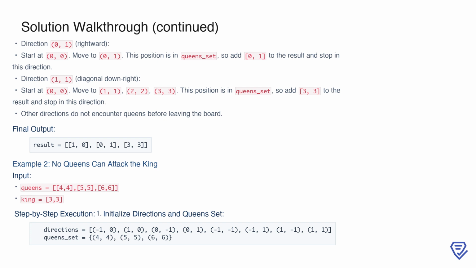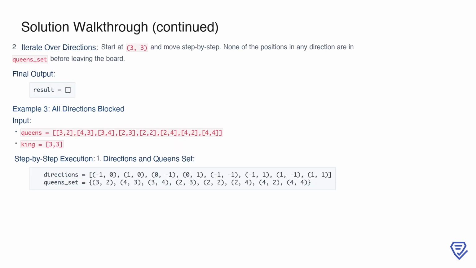Therefore, the final result for this example is [1, 0], [0, 1], [3, 3]. This shows which queens can attack the king from their respective positions. In the next example, we have a different setup where no queen can attack the king. The king starts at [3, 3], and the queens are positioned at [4, 4], [5, 5], and [6, 6].